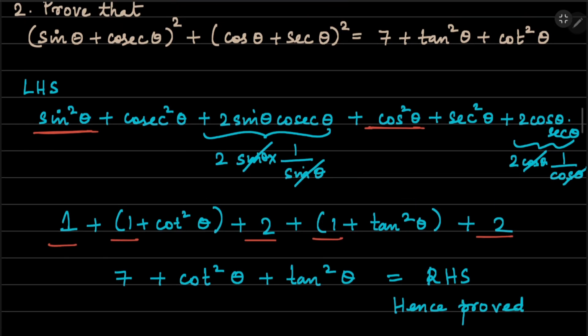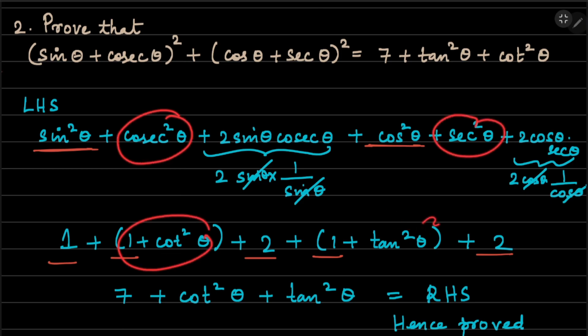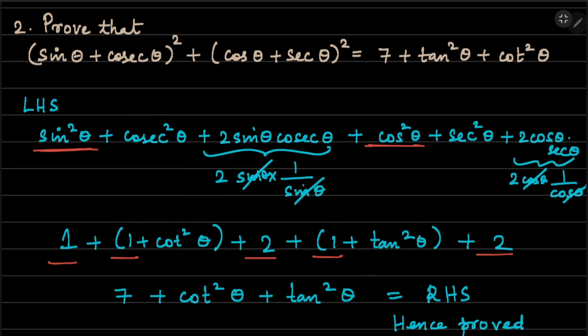Again, in order to solve this question, what is it that you needed? First of all, you have to expand it using a plus b the whole square, and then you should know to cancel this. Sine multiplied by cosecant can be written as sine times 1 over sine. Cos and secant can get cancelled with each other because they are reciprocal, and then cosecant square equals 1 plus cot square, secant square equals 1 plus tan square. It's the same identity that we used in the previous question.